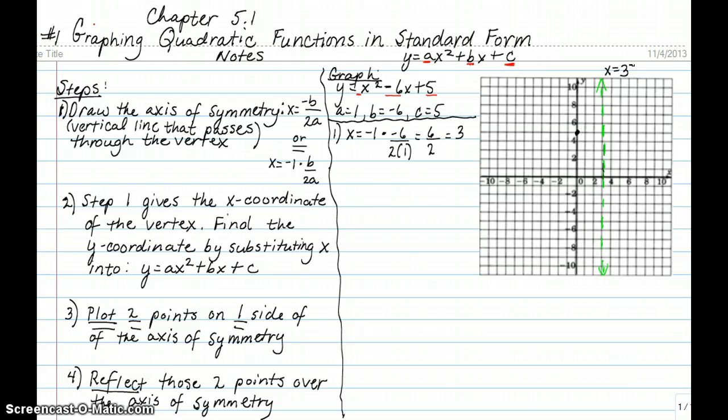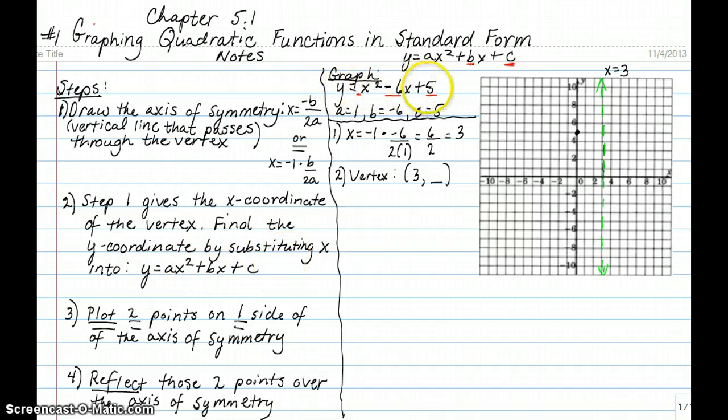Now we're going to go ahead and we are going to find the vertex, which is step 2. So step 2 is the vertex. We have the x-coordinate because the x-coordinate of the vertex is the axis of symmetry. So it says right here, step 1 gives the x-coordinate of the vertex. So the x-coordinate is 3, which means we need to find the y-coordinate. So it says find the y-coordinate by substituting x into y equals ax squared plus bx plus c.